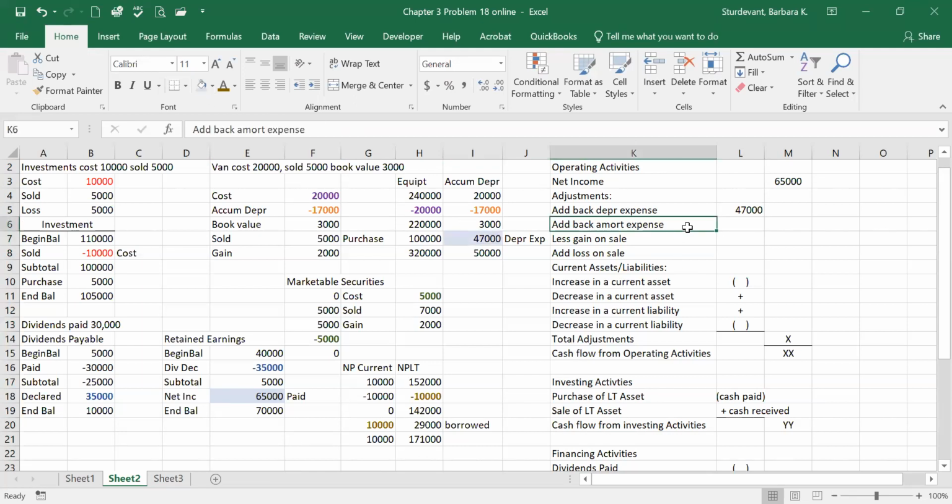Do we have any amortization expense? We do not have any, right? Yep. All right, I'm just going to leave it in there. You don't have to put it in there.